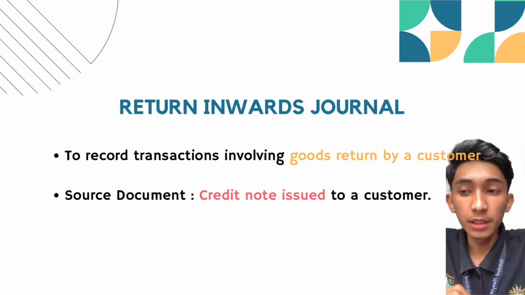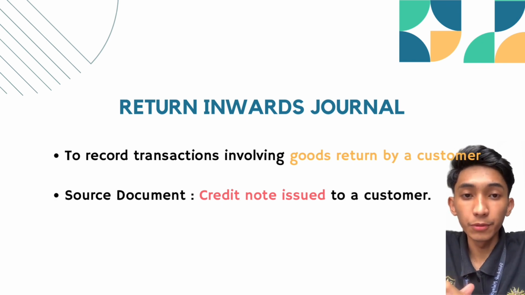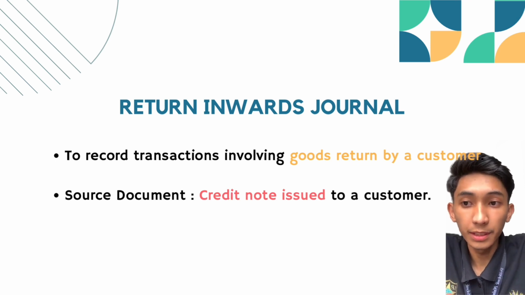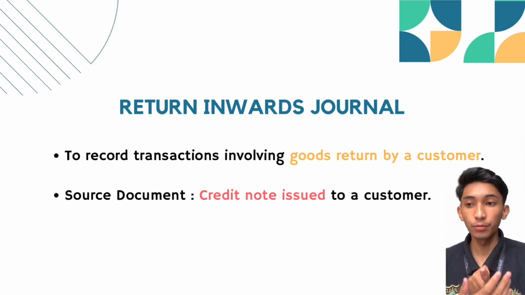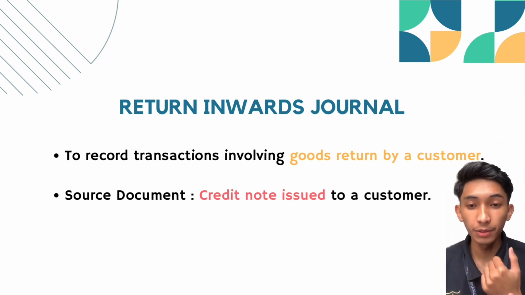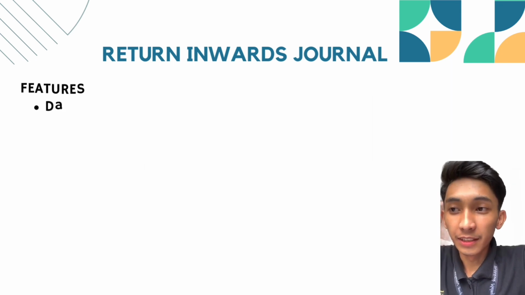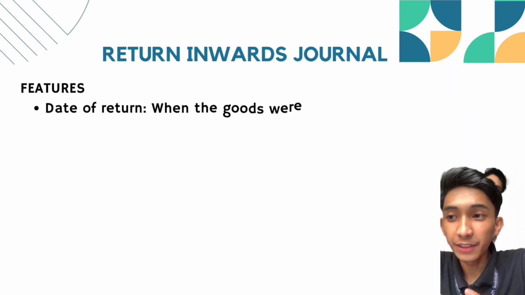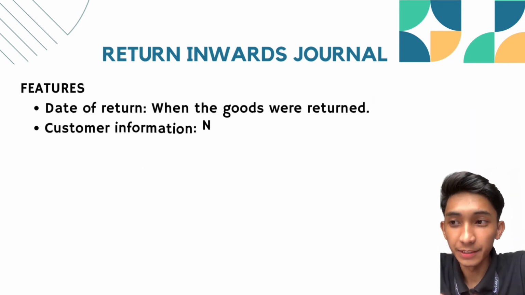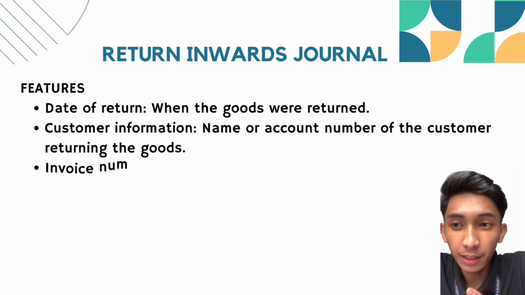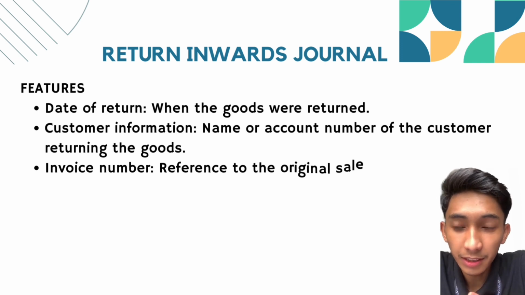Returns inward journal. The function of the returns inward journal is to record transactions involving goods returned by a customer. Then the source document for the returns inward journal is the credit note issued to a customer. The features of the returns inward journal: first, date of return, when the goods were returned. Next is customer information, the name or account number of the customer returning the goods.